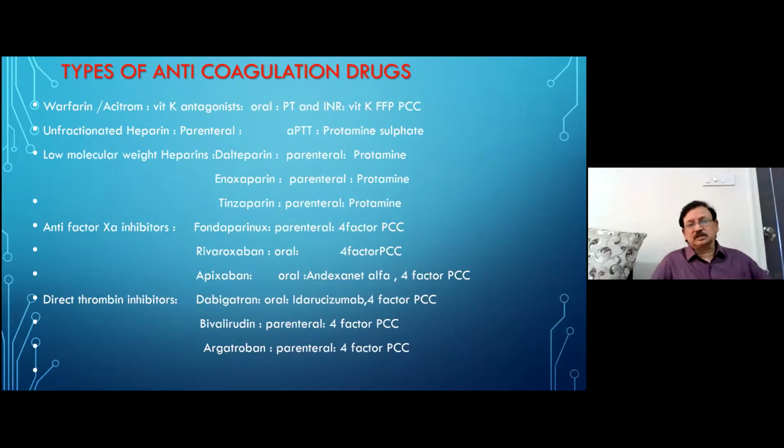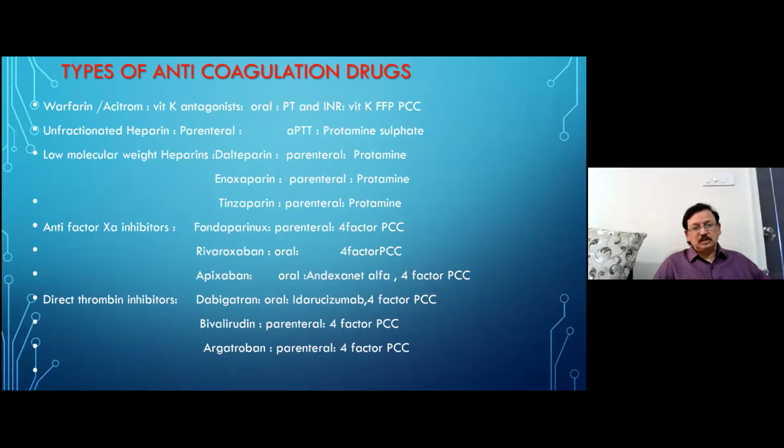And how do you monitor them? You have to do a PT and INR. If you want to antagonize that particular drug, we can use vitamin K, FFP, or PCC. Unfractionated heparin is used for so many conditions, or during surgeries, heparin is also used. It has to be given parenterally. APTT has to be monitored. Protamine sulfate is the antagonist for it.